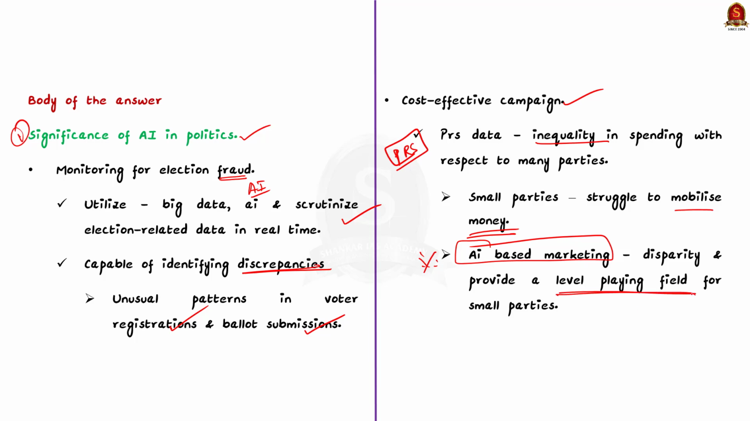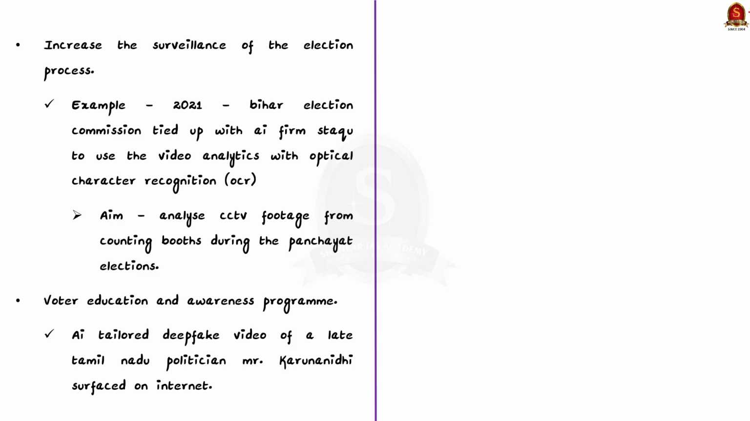Thirdly, it can be used to increase the surveillance of the election process and make it a robust process. Let us see an example. In 2021, the Bihar Election Commission tied up with AI firm Staqu to use video analytics with optical character recognition (OCR) to analyze CCTV footage from counting booths during the Panchayat elections.